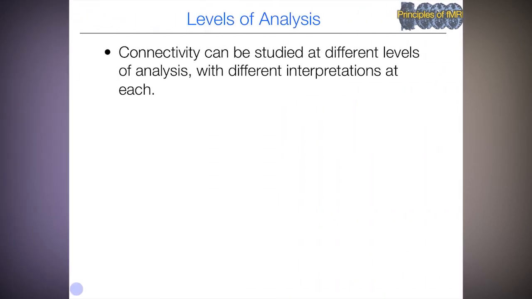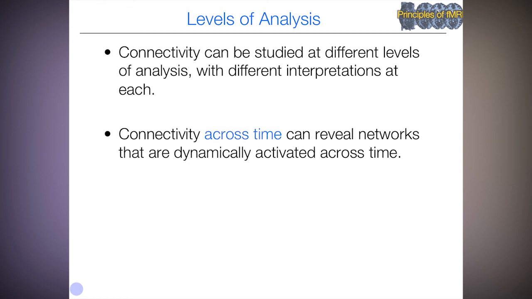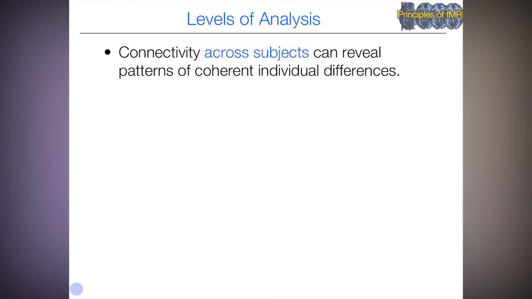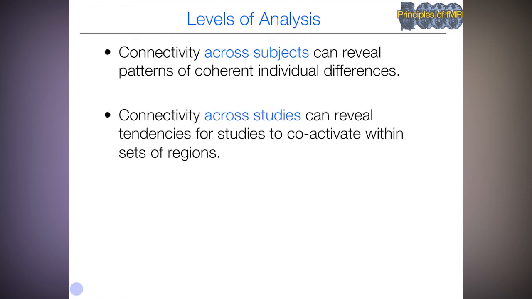Connectivity can be studied at different levels with different interpretations at each. For example, we might study connectivity across time, and this can reveal networks that are dynamically activated across time. Connectivity across trials can identify coherent networks of related activations. Connectivity across subjects can reveal patterns of coherent individual differences. And finally, connectivity across studies can reveal tendencies for studies to co-activate within sets of regions.